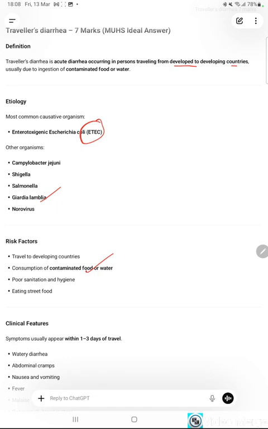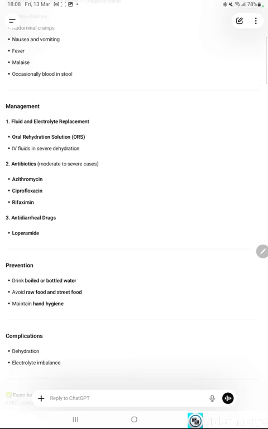Then clinical features: these symptoms usually occur within 1 to 3 days of the travel. It is associated with watery diarrhea, abdominal cramps, nausea, vomiting, fever, and occasionally blood in the stool. Management is obviously ORS, oral rehydration solution, and IV fluids in case of severe dehydration. Antibiotics that are given are azithromycin, ciprofloxacin, or rifaximin. Antidiarrheal drugs, that is loperamide, diphenoxylate, can be given. Prevention is drinking boiled or bottled water. Then avoid raw food and street food. Maintain hand hygiene. Complications can lead to dehydration and electrolyte imbalance in the body.